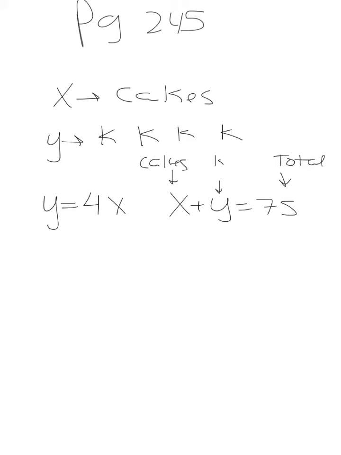Turn the page to page 246, and there is example 4. Example 4 says to solve the system in example 3 algebraically and then to interpret the solution. So I'm going to solve it just like I've been solving it. y is equivalent to 4x. That means y is the same as 4x. So my y is going to change into 4x. My x is still there, and it still equals 75.